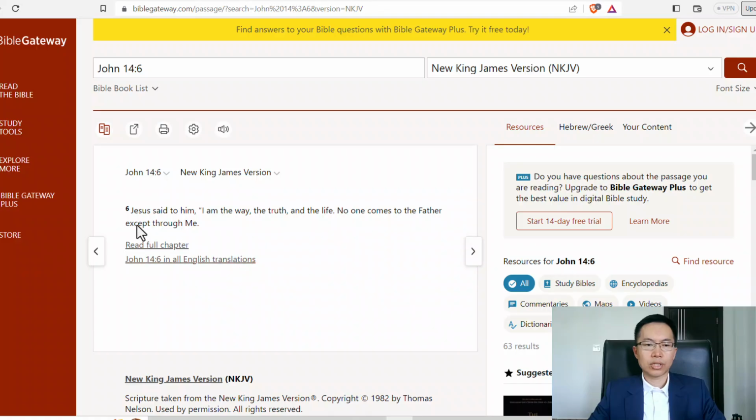Jesus is the Word made flesh and the only way back to the Father. Jesus said to him, "I am the way, the truth, and the life. No one comes to the Father except through me."